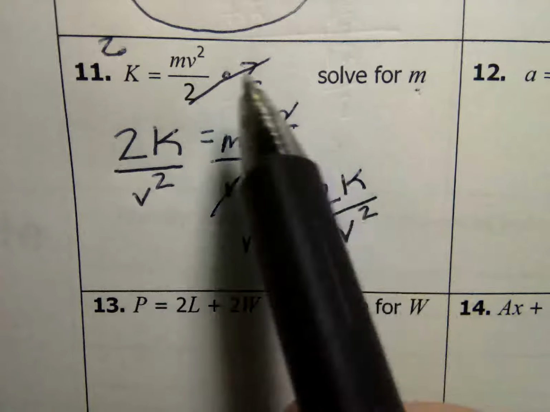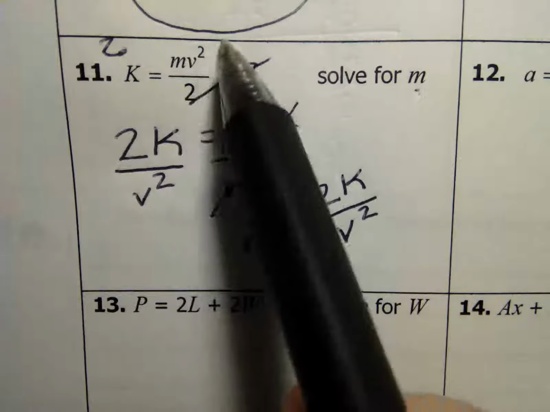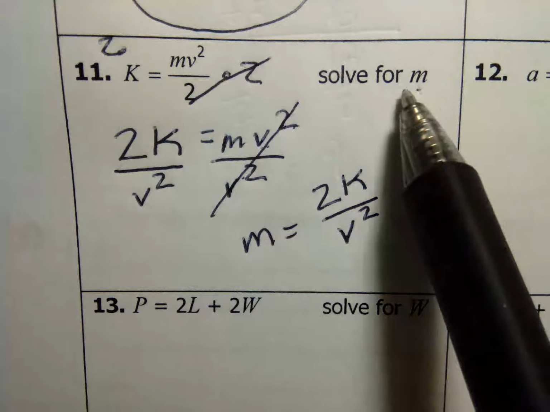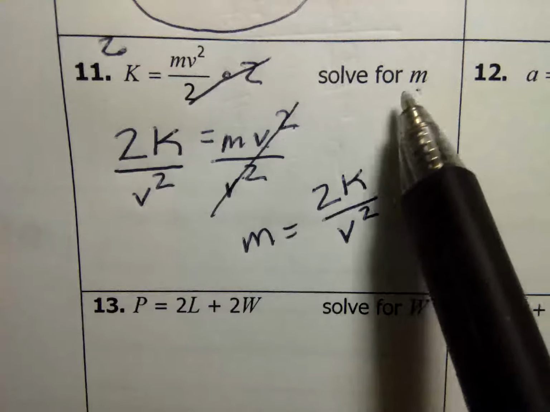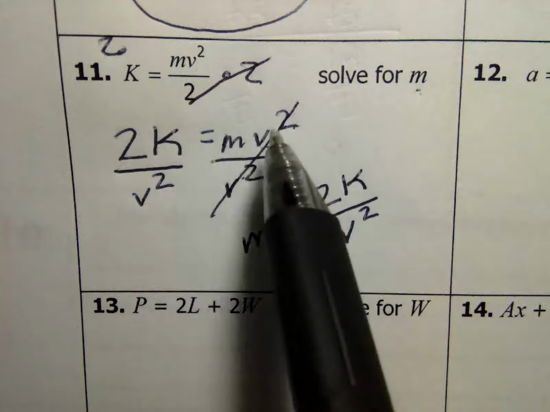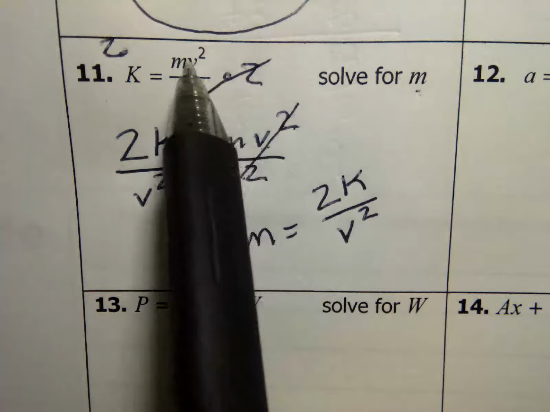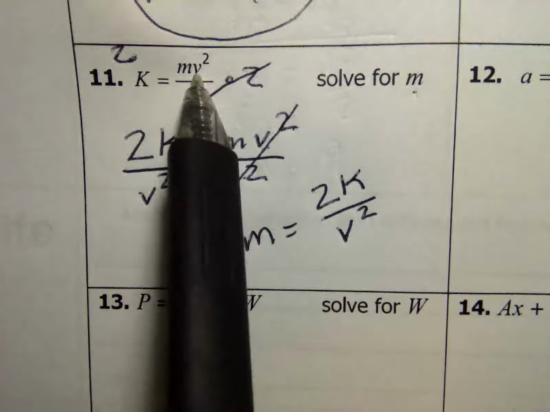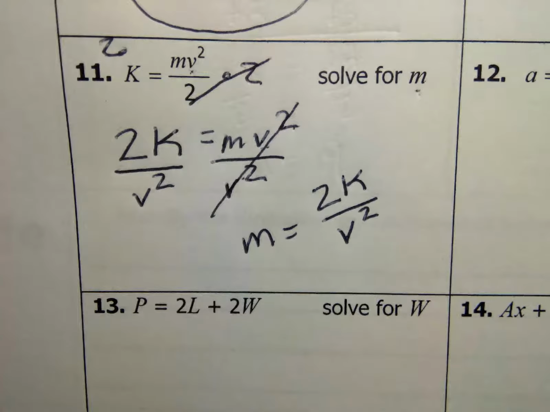So, and that's why I said it looked difficult because of the square, but because we were only solving for M, we didn't have to worry about square rooting it. If we happened to be solving for V, we would have had to worry about the square root. Okay?